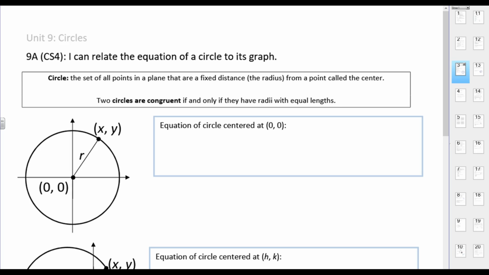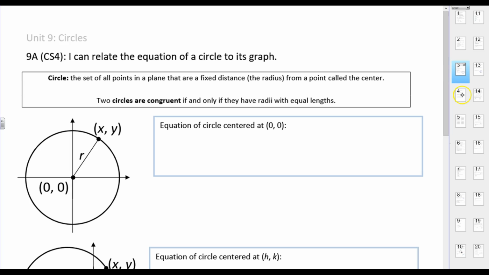So we're going to talk about circles in Unit 9, and the first thing we're learning to do with circles is how to graph them. A circle is defined as the set of all points in a plane that's a fixed distance, or the radius, away from a point called the center. And two circles are considered congruent if and only if they have radii with equal lengths.